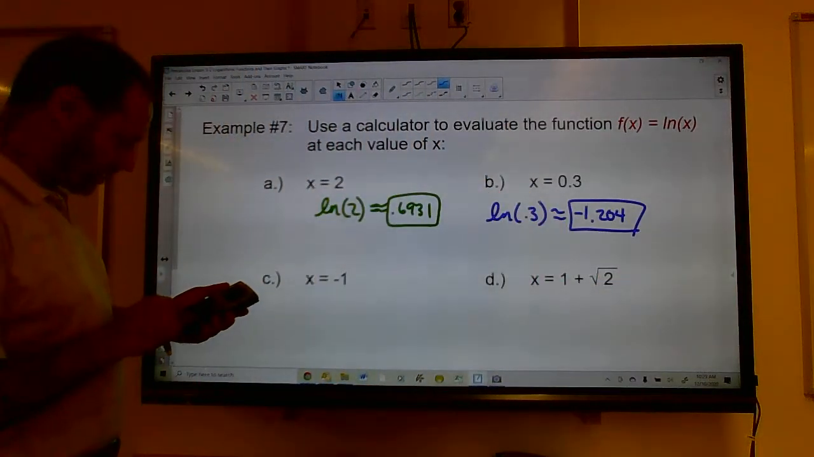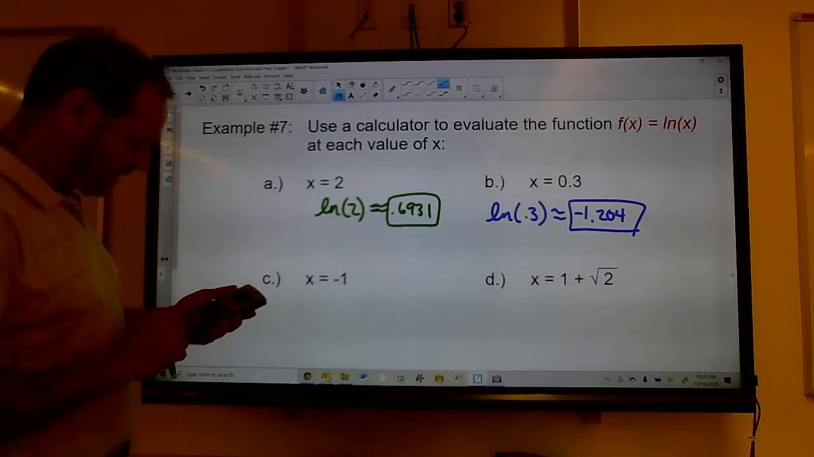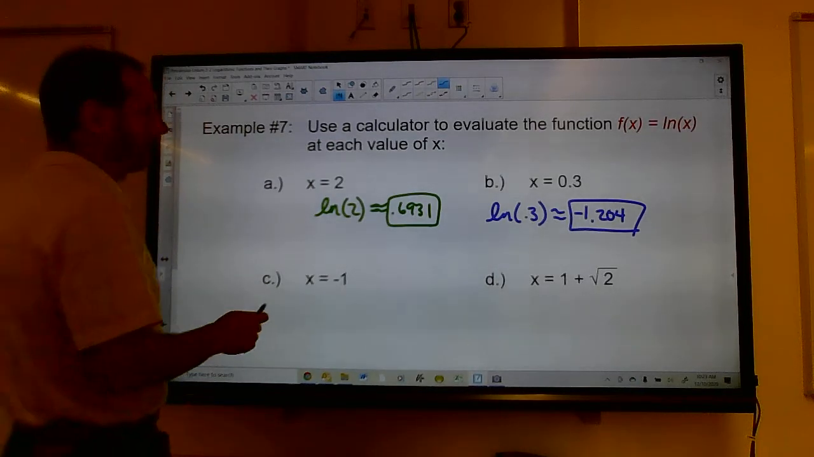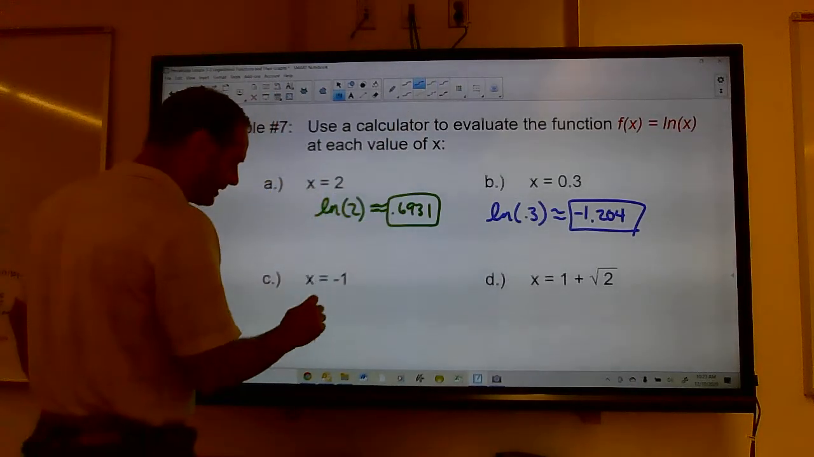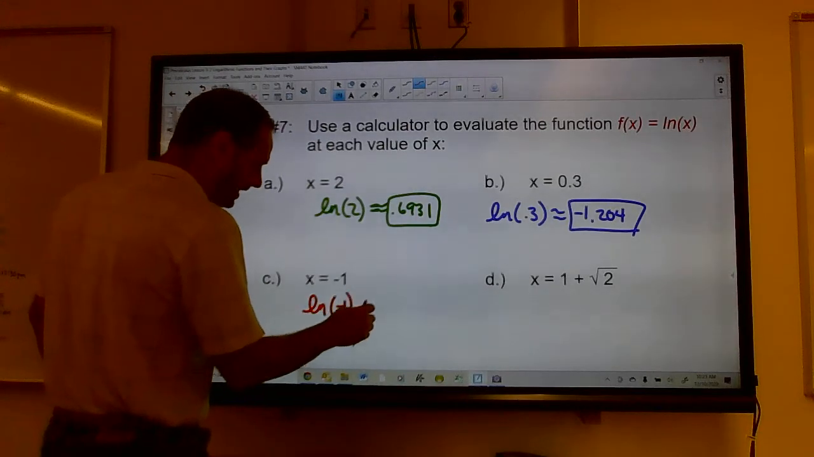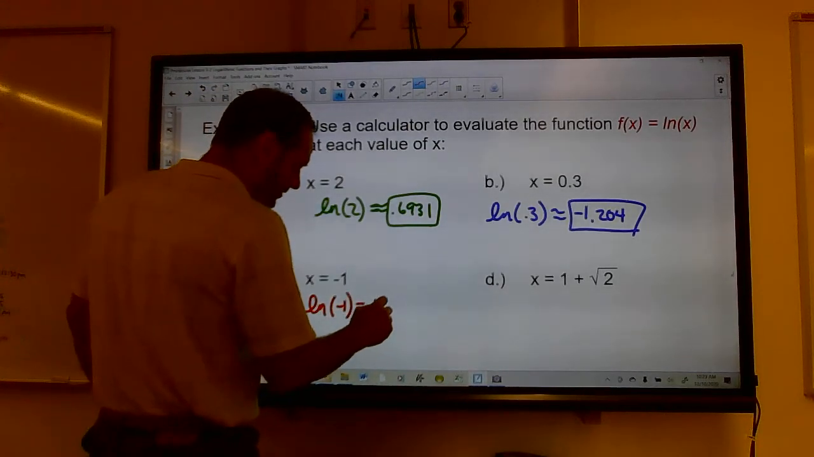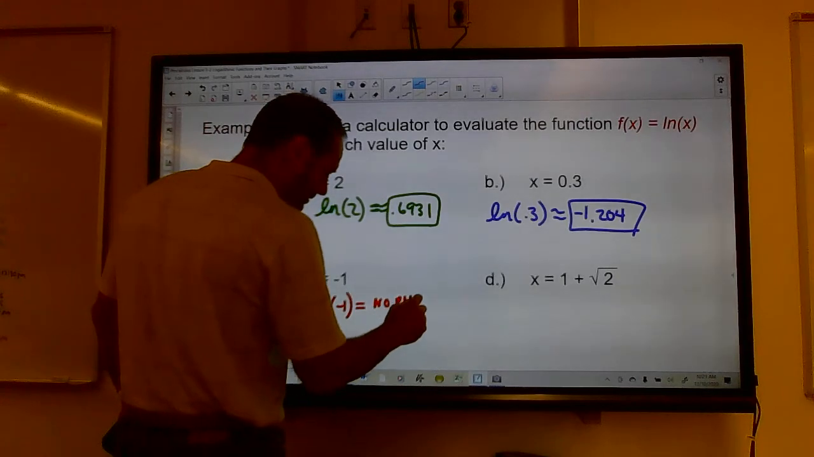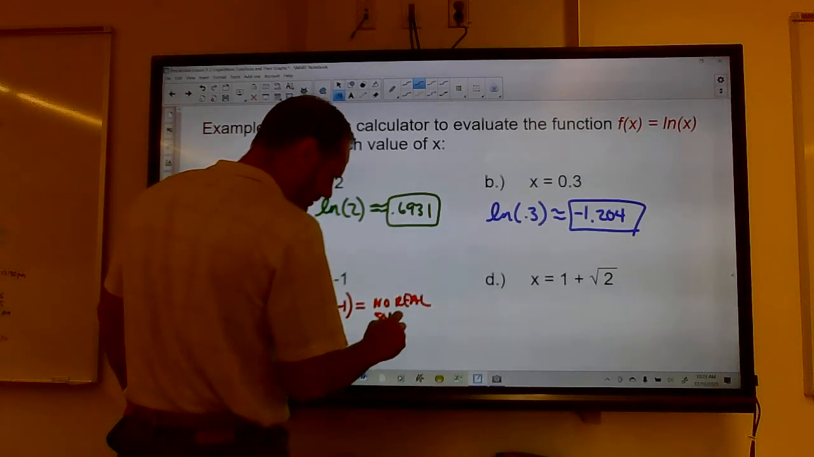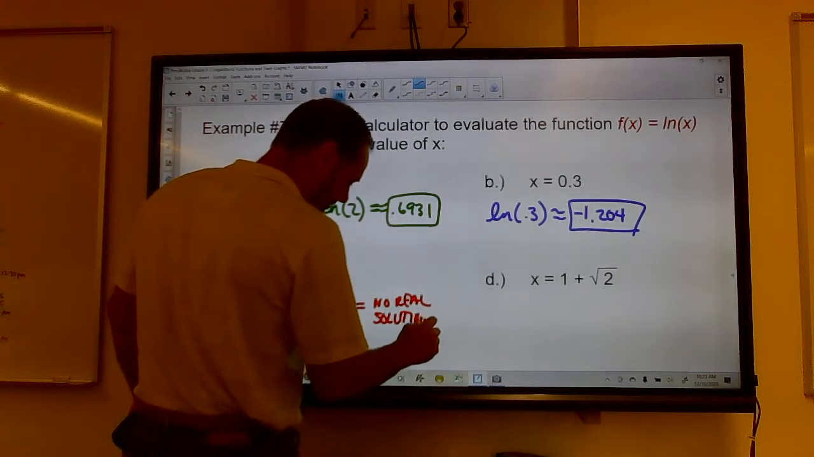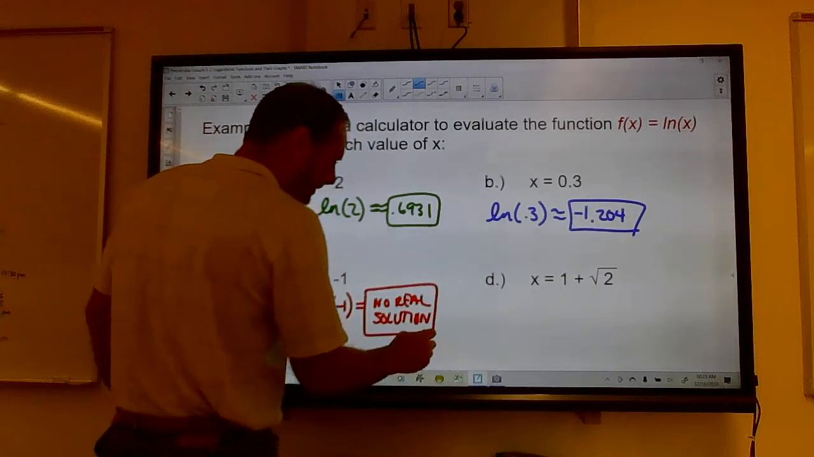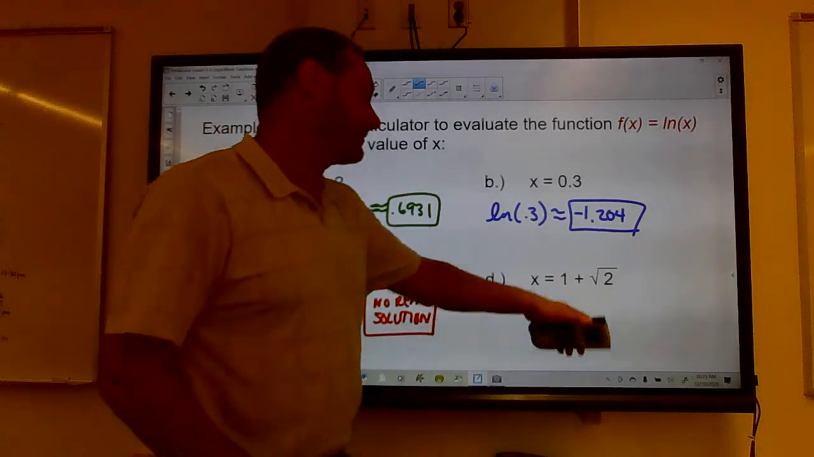Okay, the natural log of negative 1. So I hope that you guessed ahead of time, hey, I can't take the natural log or any log of a negative number. There's no real solution to this. Can I do this? That's kind of a weird deal.